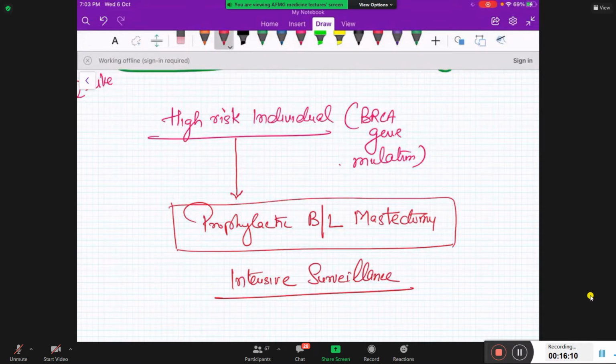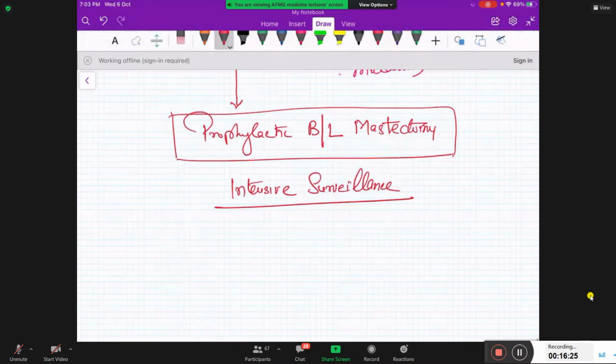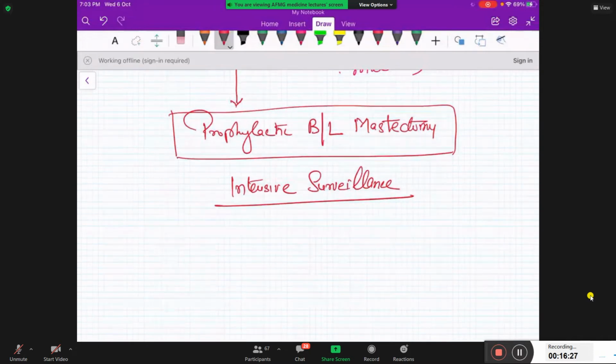And what is that regular checkup? Regular checkup. आते रहना, मिलते रहना. So what is that intensive surveillance? We will understand. So to a high risk female, we should offer intensive surveillance. What is that intensive surveillance?